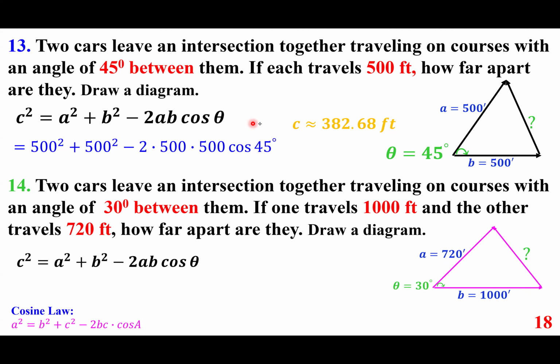Again, C squared equals A squared plus B squared minus 2AB cosine theta. This time, 720 squared plus 1,000 squared minus 2 times the product of the two, cosine of 30 degrees. Again, put it into a calculator, come up with the answer, take a root, and C becomes 520.89 feet.